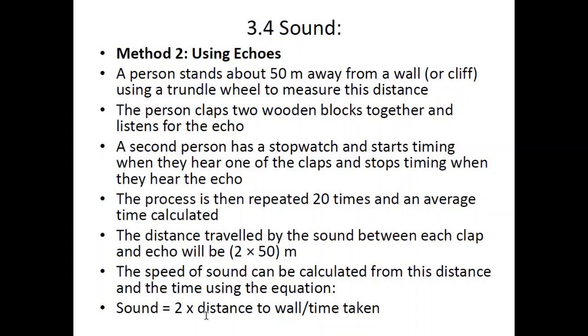The distance traveled by the sound between each clap and echo will be 2 multiplied by 50, because an echo basically means the sound traveled from the source to the wall and was then reflected and came back, meaning it had to travel twice the distance. The speed of sound can be calculated using the formula speed equals distance multiplied by 2 divided by time taken.